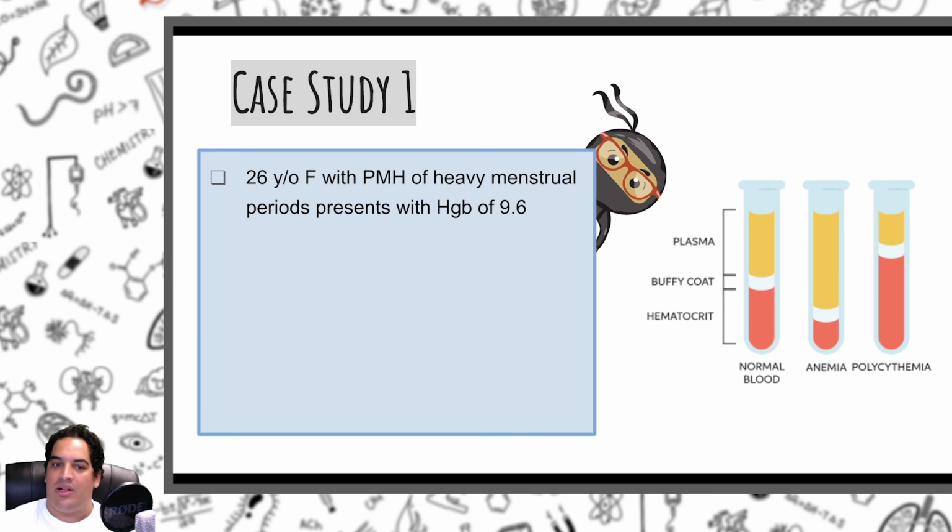26-year-old female, past medical history of heavy menstrual periods, hemoglobin 9.6. She's anemic. We have to determine if it's a decreased production or increased destruction/loss. How do we do that? Retic index. If the retic index is less than 2, it's underproduction. If it's greater than 2, it's increased destruction or loss. Let's see what it is. It's less than 2, underproduction.